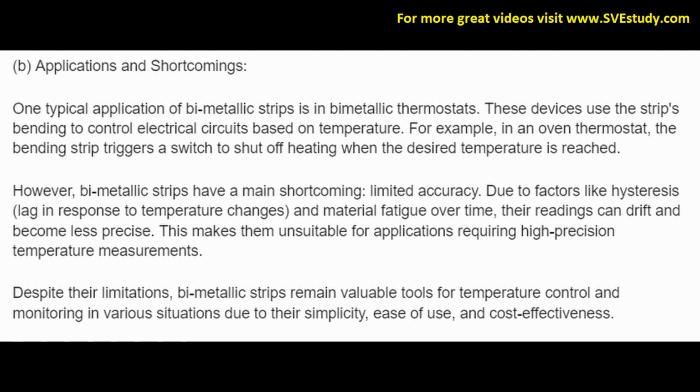However, bimetallic strips have a main shortcoming of limited accuracy. Due to factors like hysteresis, which is the lag in the response to the temperature change, and material fatigue over time, their readings can drift and become less precise. This makes them unsuitable for applications requiring high precision temperature measurements. Despite their limitations, bimetallic strips remain valuable tools for temperature control and monitoring in various situations due to their simplicity, ease of use, and cost effectiveness.